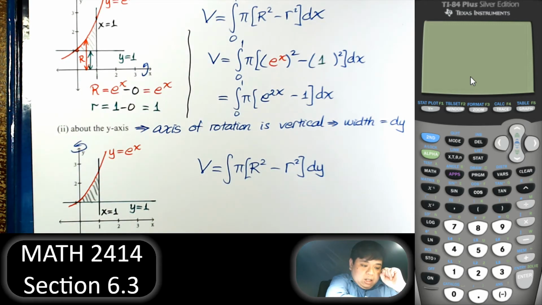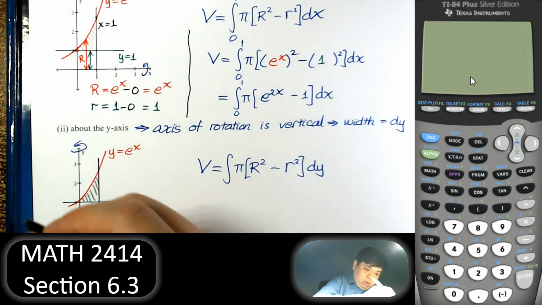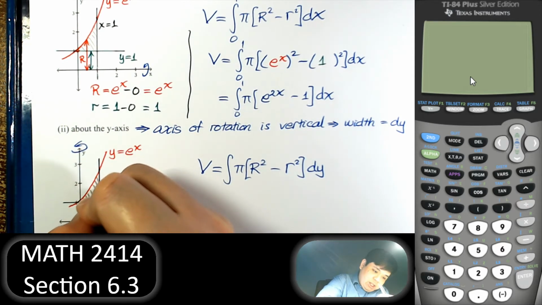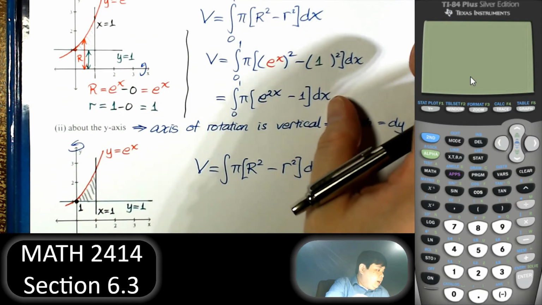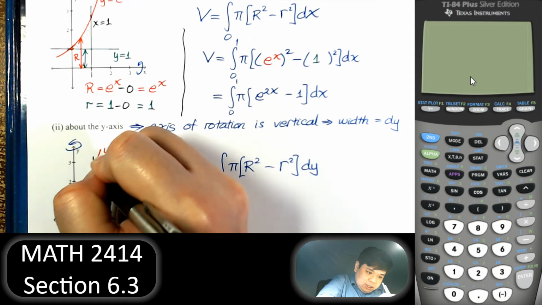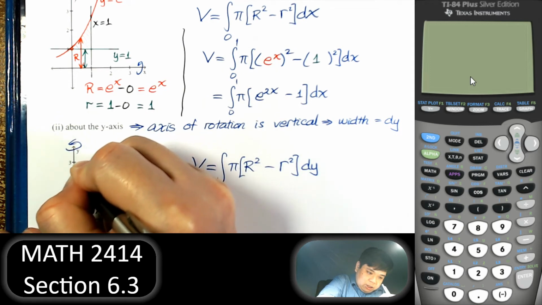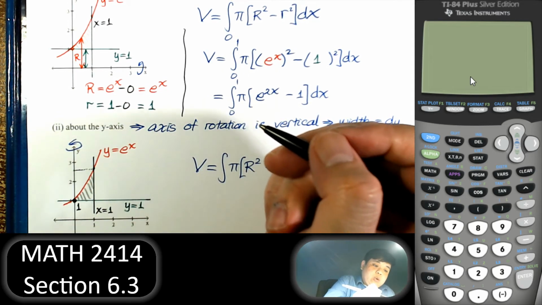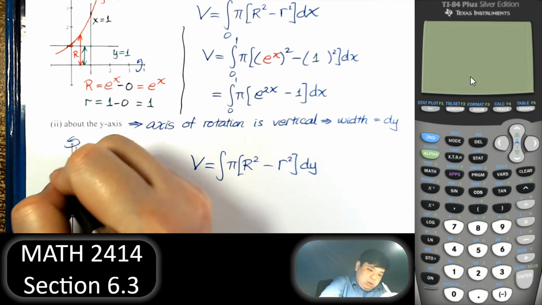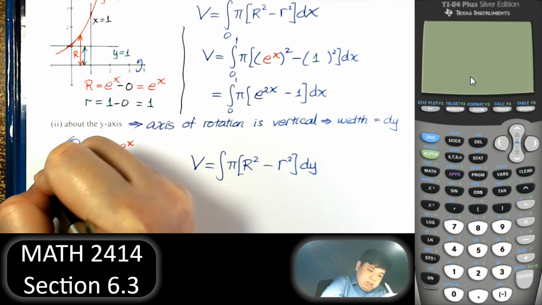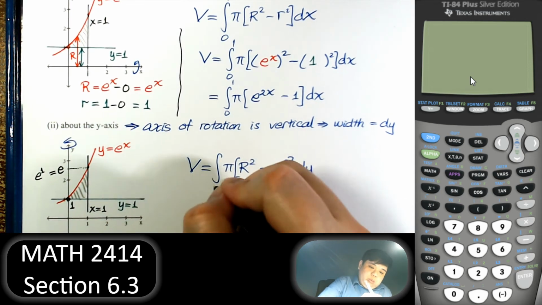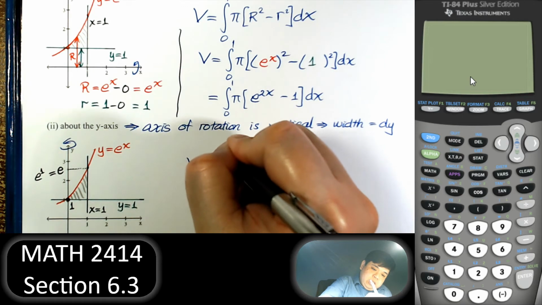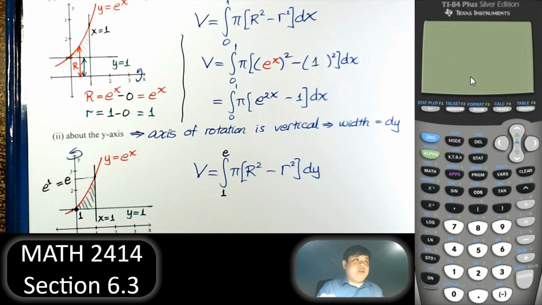What is the limit for y though? The y values: this one obviously is 1, and then we need to find the other value. The function is y equal to e to the x, and when x equal to 1, this is e to the first power, or just e. So the limit will go from 1 to e. Those are the y values.